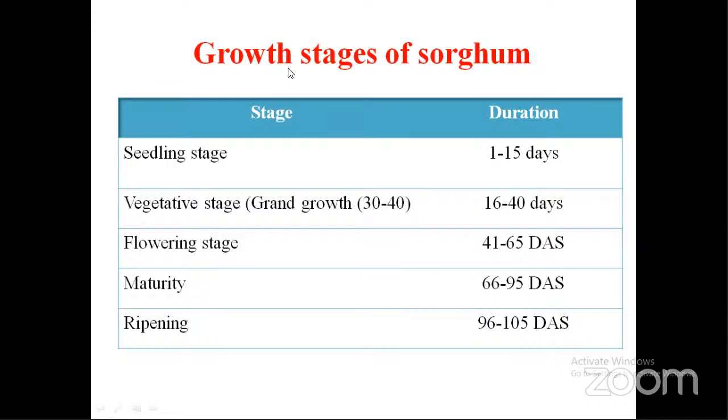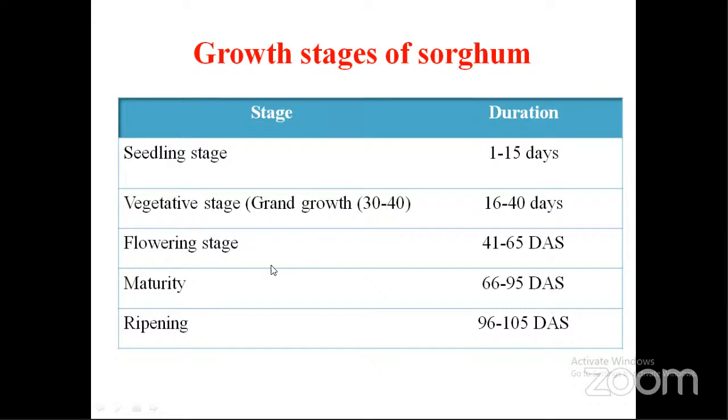In this table, you can see the growth stages of sorghum. It has 5 growth stages. The first one is the seedling stage. It starts from 1 to 15 days after sowing, and the vegetative stage ranges from 16 to 40 days after sowing. This vegetative stage includes the grand growth stage also, from 30 to 40 days after sowing. Grand growth stage means there will be rapid elongation of internodes and growth will be high.